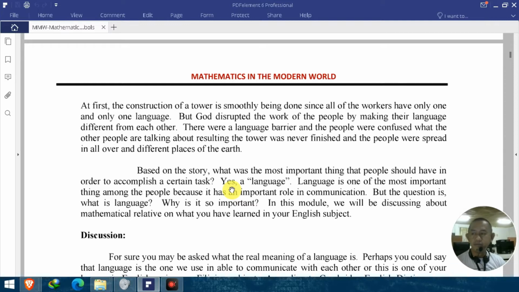Language is one of the most important things among people because it has an important role, which is communication, so that we understand each other. For example, the word langgam in Bisaya means bird, ibon, lumilipad. But langgam in Tagalog is an ant that walks. That is a comparison of language. Different language, different meaning.